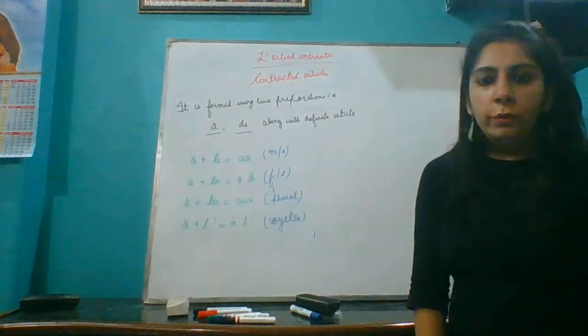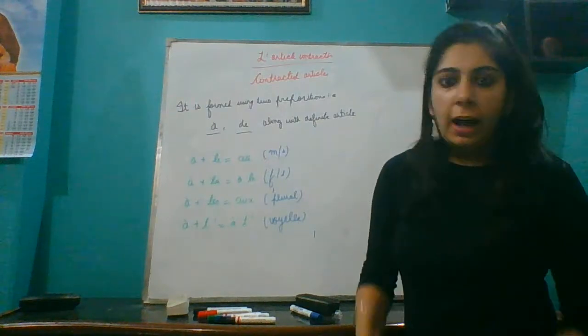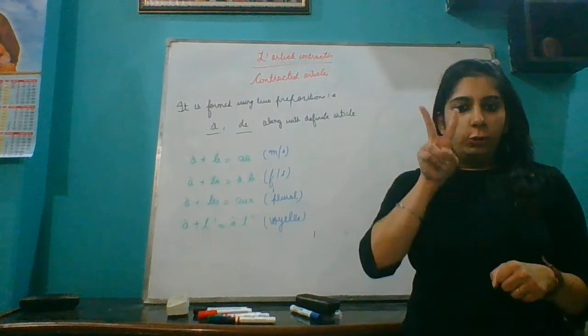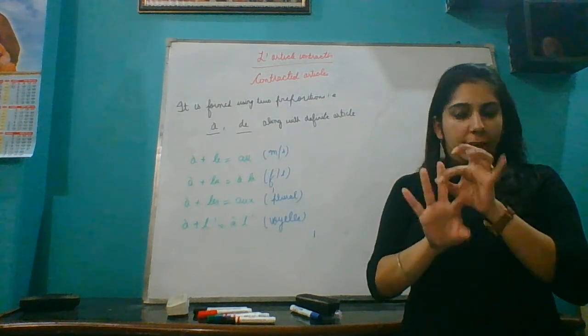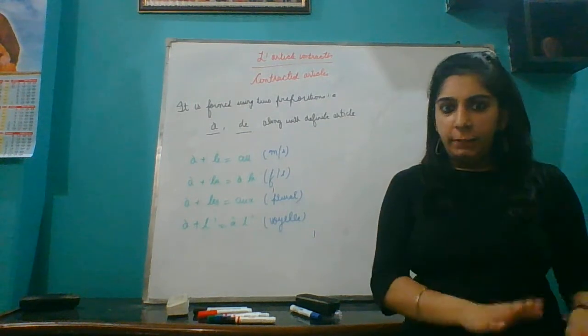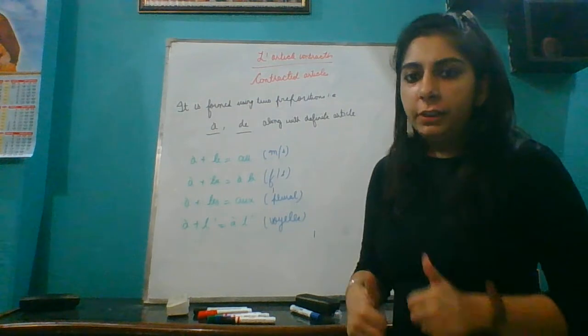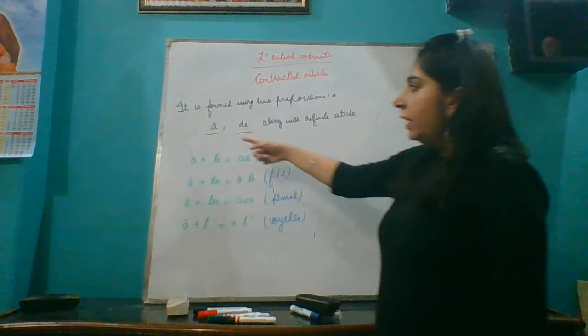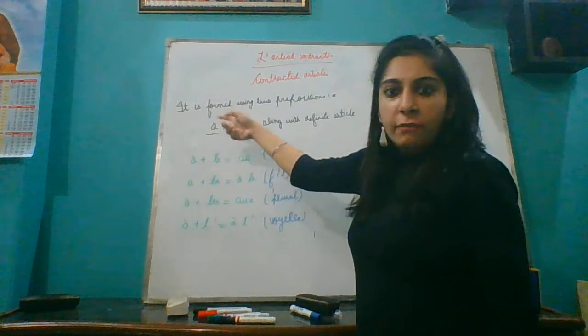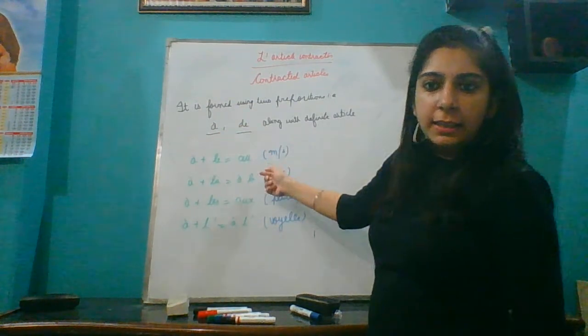So, now moving on to articles contractés. Articles contractés are made using two prepositions, à and de. The ones with de we have already seen previously. Now, we'll start with articles starting with the preposition à. So, when we use the preposition à, we use à plus the definite articles.